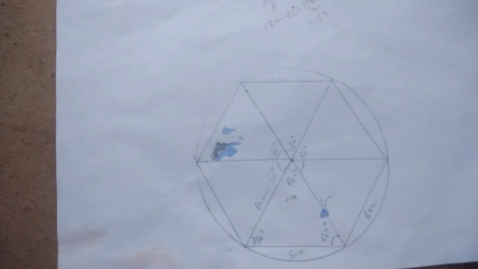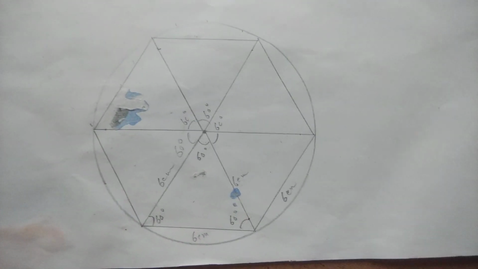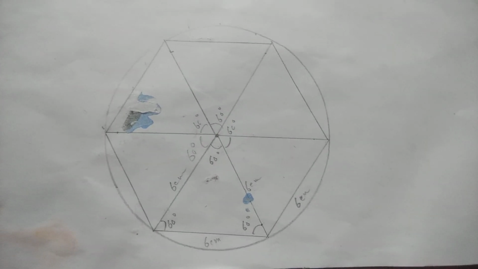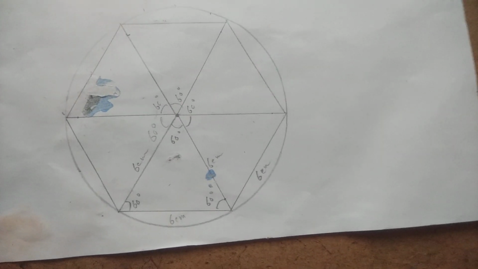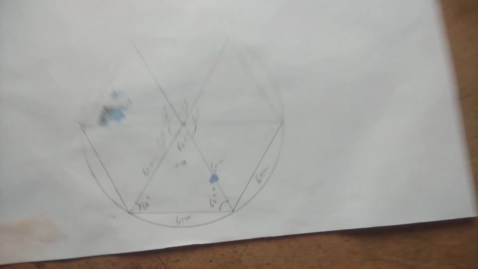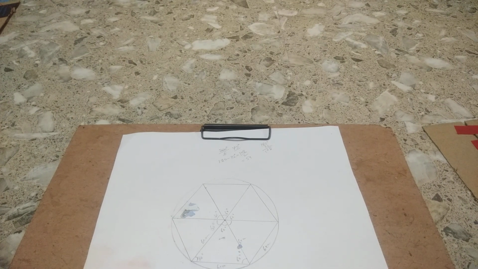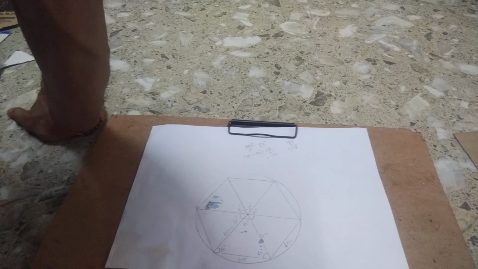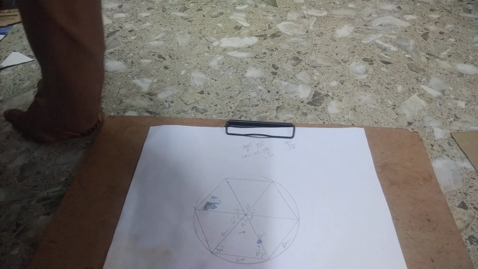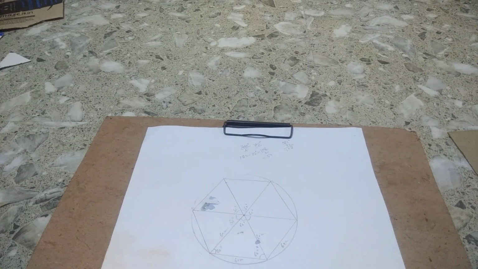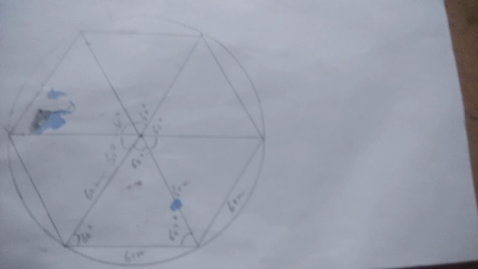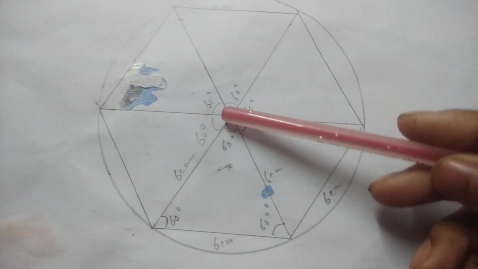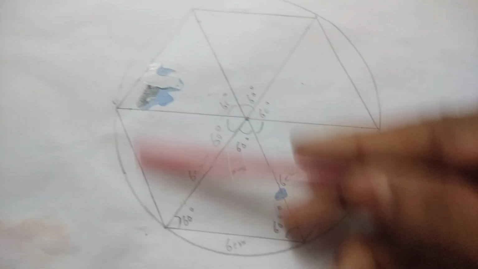Here you see, we have taken a circle having radius 6 centimeter. Here you see, this is 6 centimeter. We've taken a circle of radius 6 centimeter.